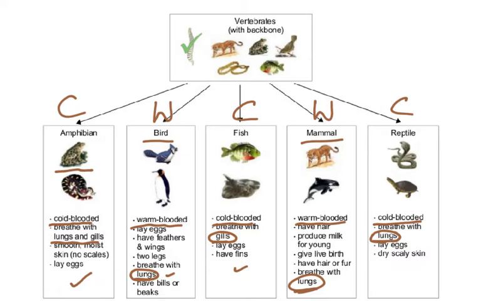Now about the skin. The skin is the most important. So the amphibians have a smooth, moist skin. Now the warm-blooded birds do not have skin. They have feathers. Then here we have the fish. They lay eggs. They have fins. The mammals have hair or fur on their skin. And these reptiles, of course, have a very dry, scaly skin.